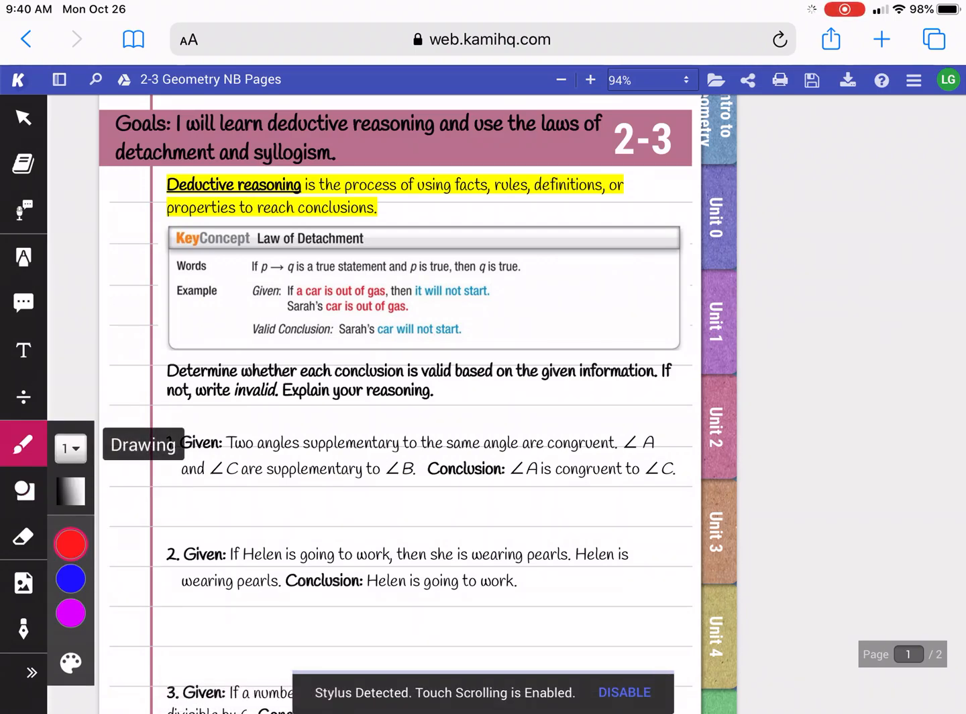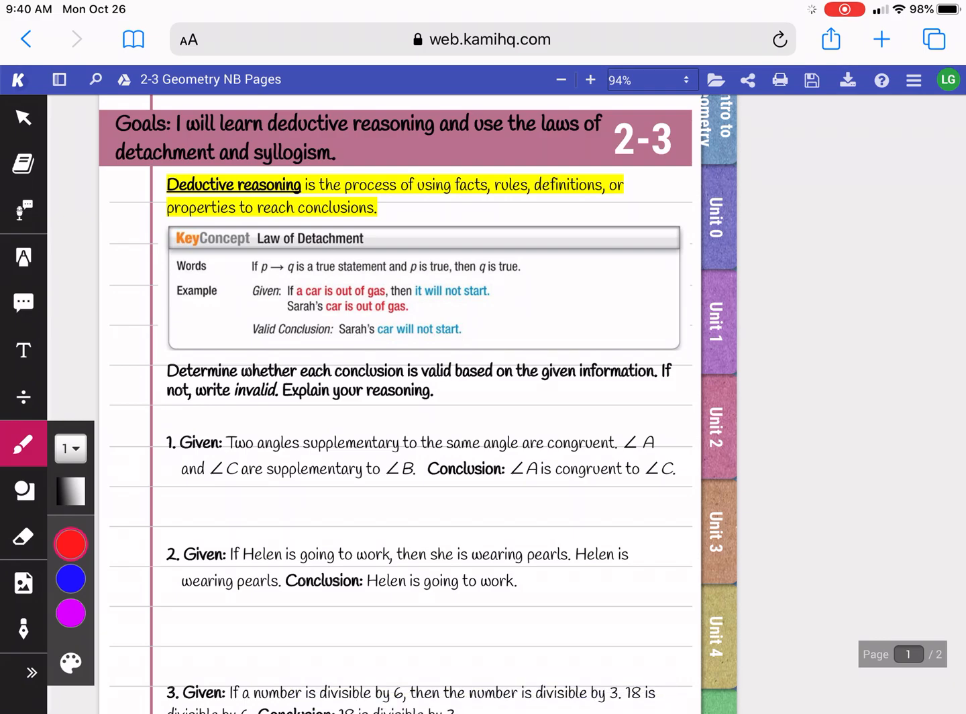In Unit 2.3, we're going to be learning about deductive reasoning and the laws of detachment and syllogism. In 2.1, we learned about inductive reasoning. Inductive reasoning was where you looked at patterns or examples to come up with a conclusion or conjecture. Now, when you're using inductive reasoning, since you're just looking at patterns or observations, your conclusion might be true, but it might not. With deductive reasoning, you're using facts, rules, definitions, or properties to reach your conclusions. So usually your conclusion is going to be a valid conclusion.